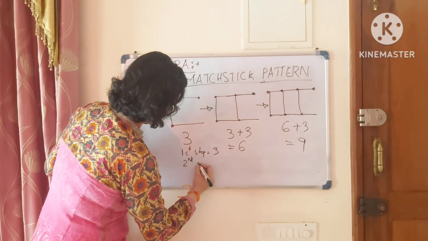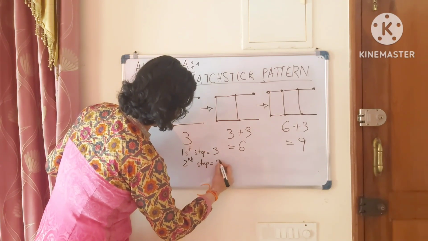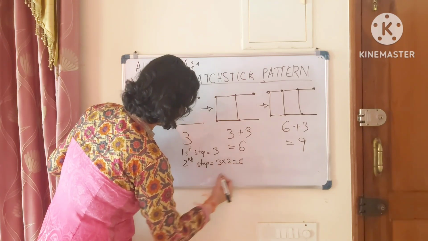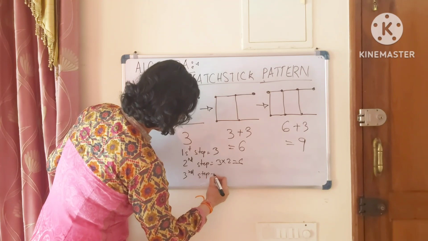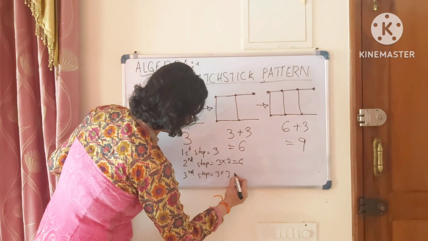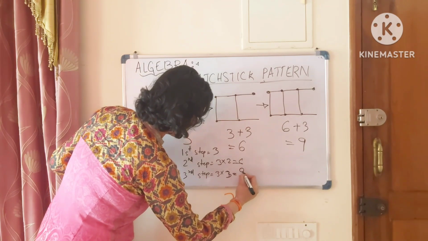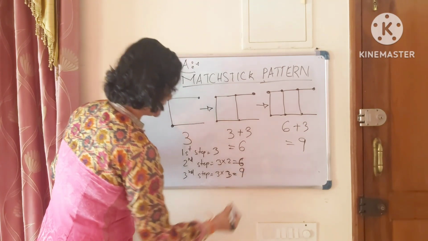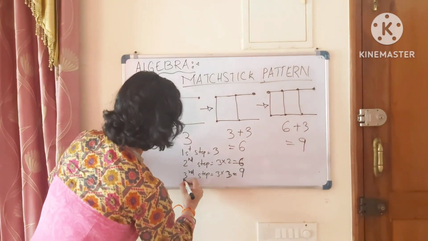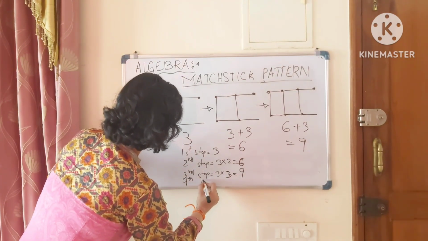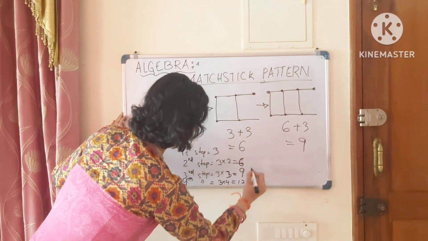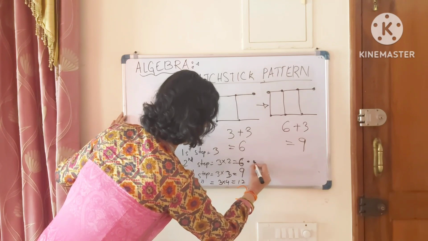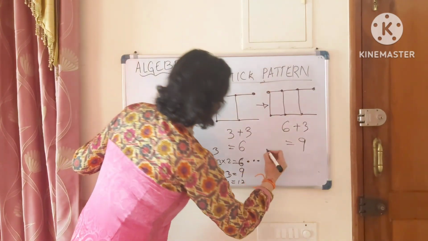Second step, 3 into 2, 6. Third step, 3 into 3, 9. Right? So like that, if I go for the fourth step, it will become 3 into 4, which will become 12. Like that, if I continue, dot dot dot, and go to the nth step.